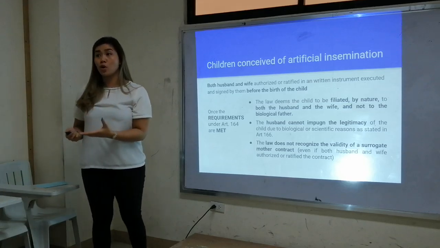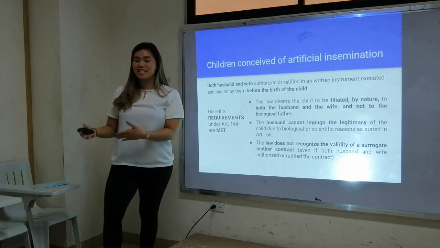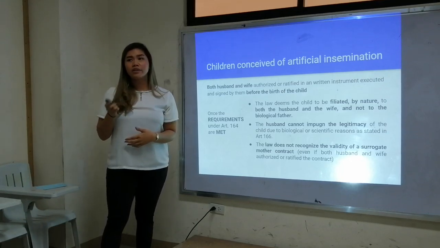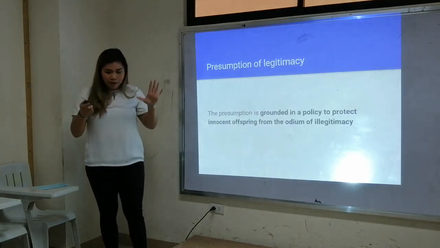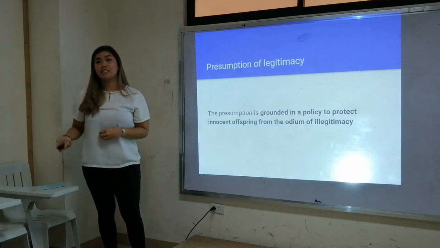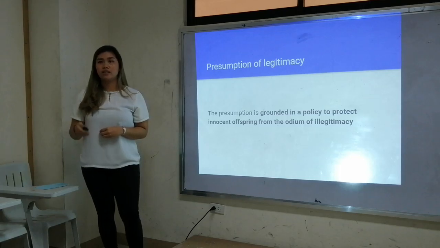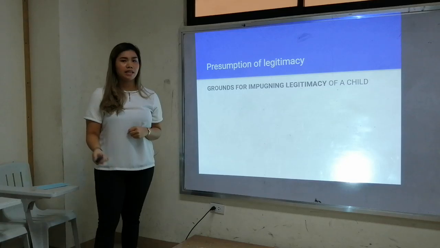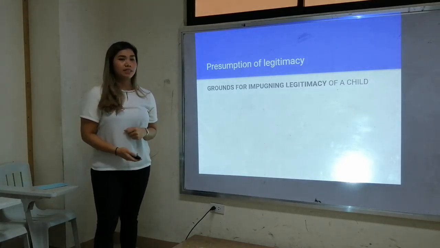Okay? So now that we know who the children are that we could consider as legitimate, the next question is, what are the grounds to impugn their legitimacy? But before that, it is always a presumption that the child is legitimate. The law or the state favors that a child is always considered legitimate. Given the presumption of legitimacy, what are the grounds to impugn it?